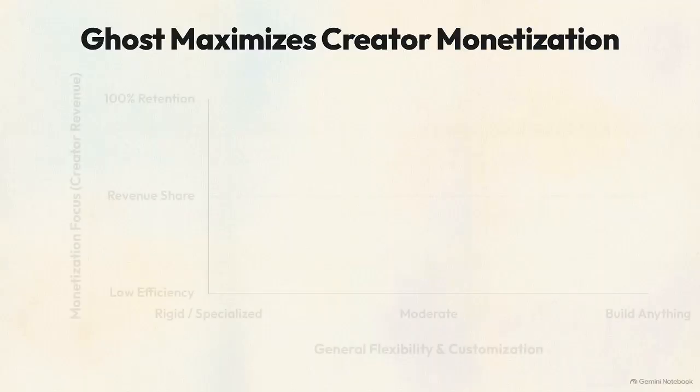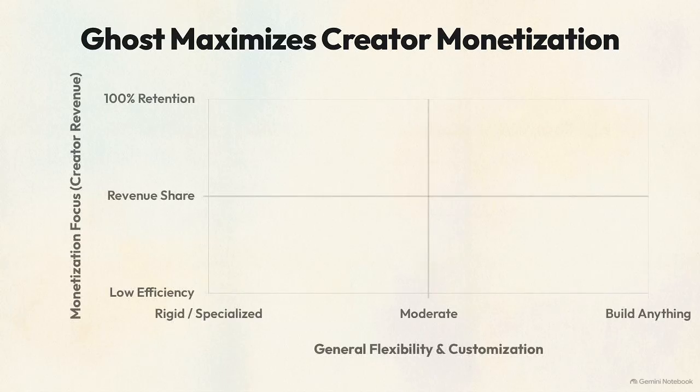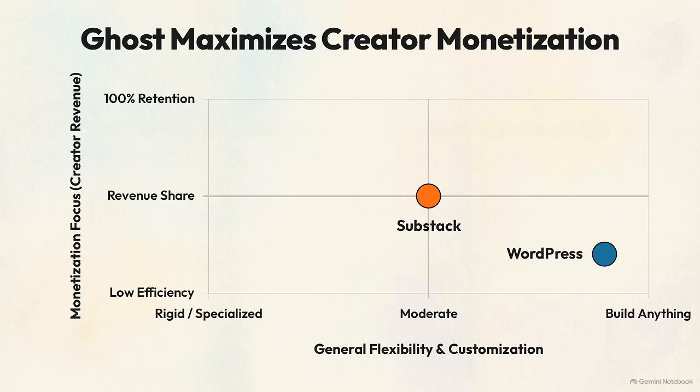This chart maps out the current publishing landscape, plotting platforms based on two crucial metrics: general flexibility along the bottom and monetization focus on the side. WordPress lands down here on the right. It can build virtually any type of website you need, but its out-of-the-box publishing efficiency is low without heavy customization. Substack sits near the middle. It handles newsletters seamlessly, but completely locks you into its rigid structural format.